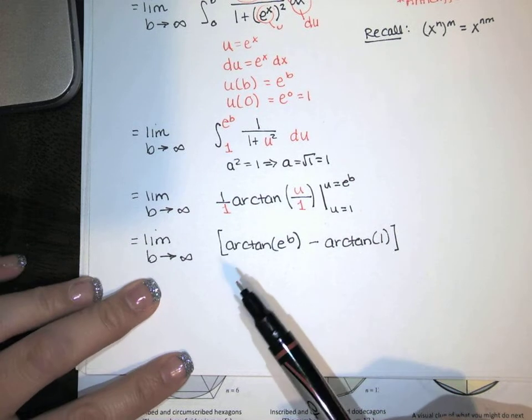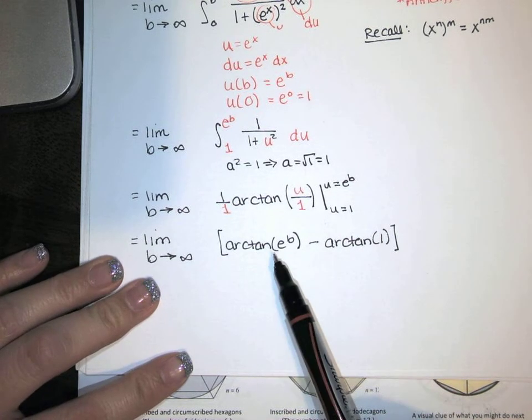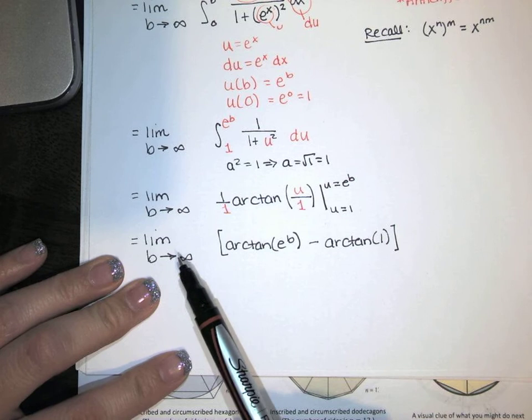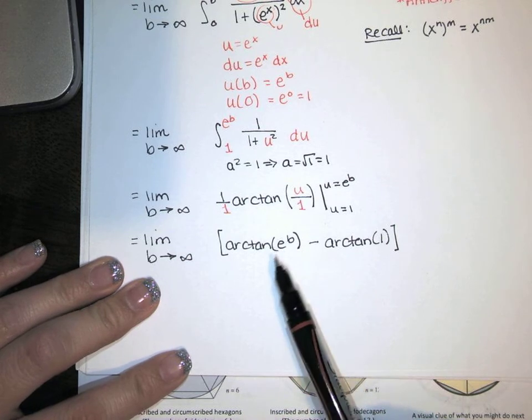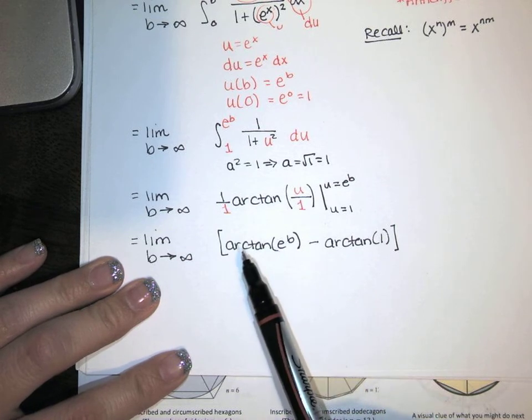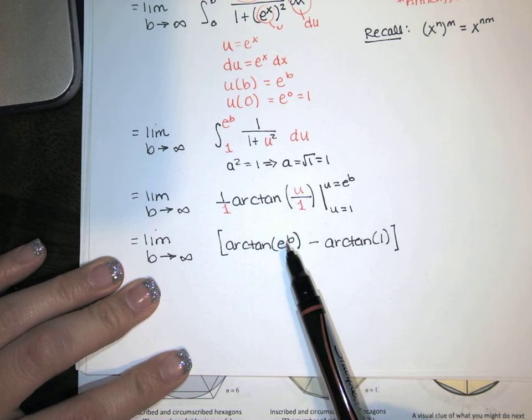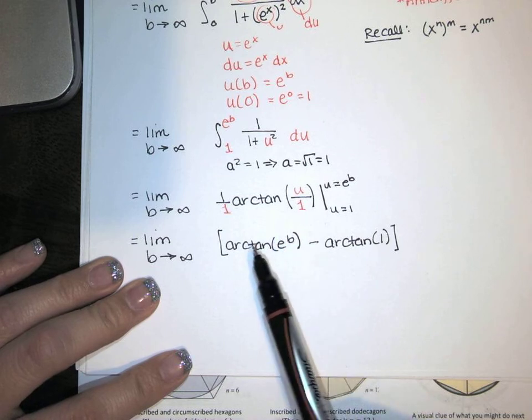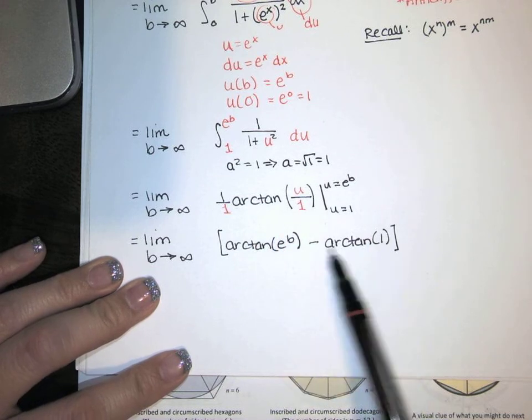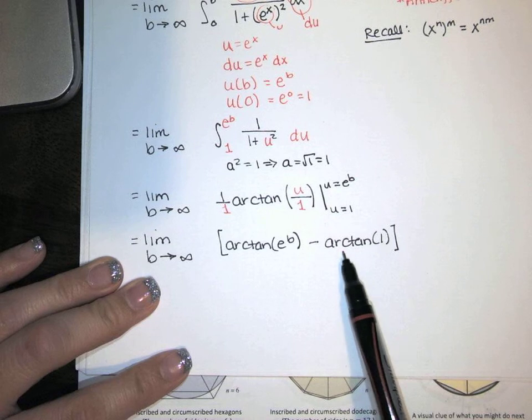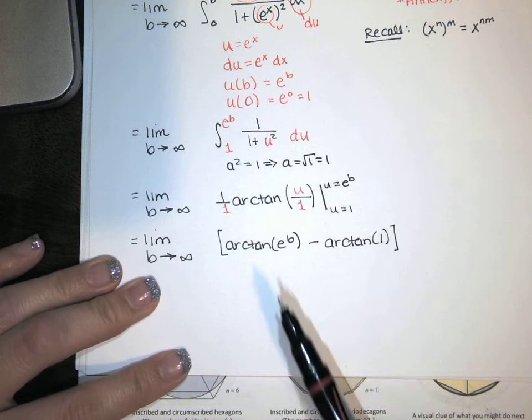A couple of things that we need to know, though. We need to know what the arctangent graph looks like, because as b goes to infinity, e to the b also goes to infinity. So I need to think about what happens to arctangent as what's inside goes to infinity. I need to think about that. And then I might also have to remember a little trig to remember what arctangent of 1 actually means.